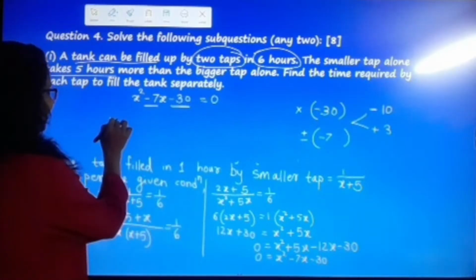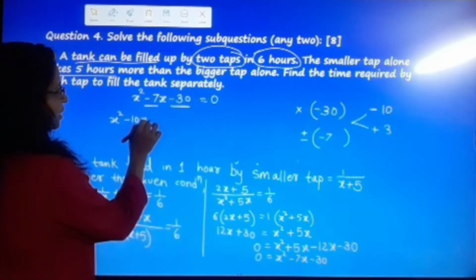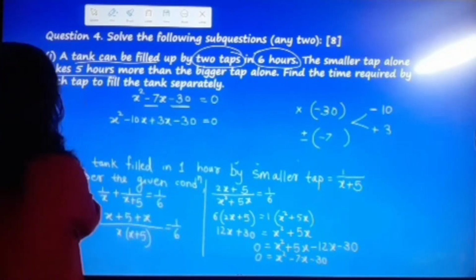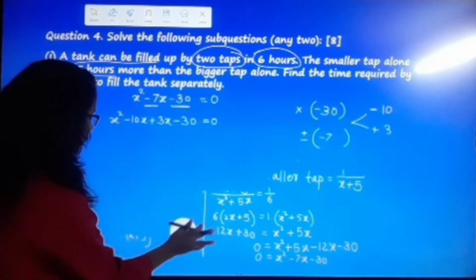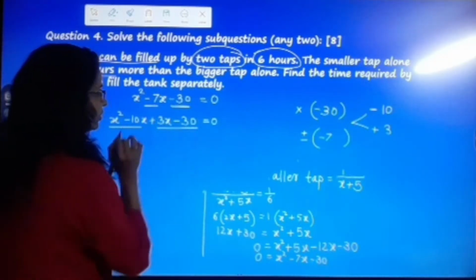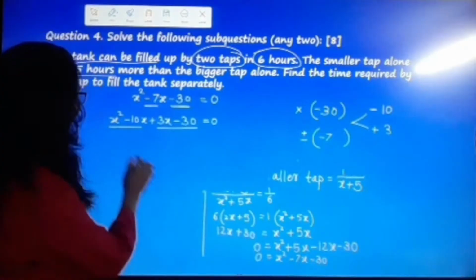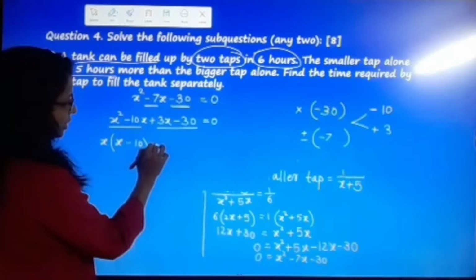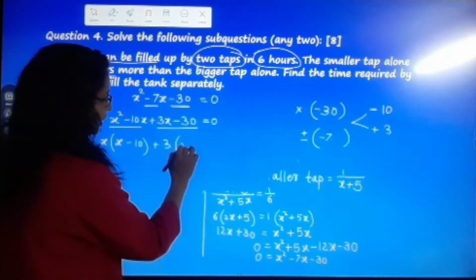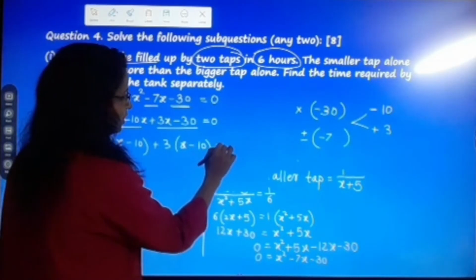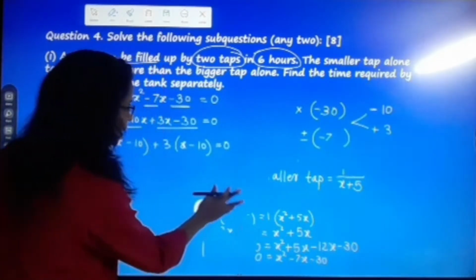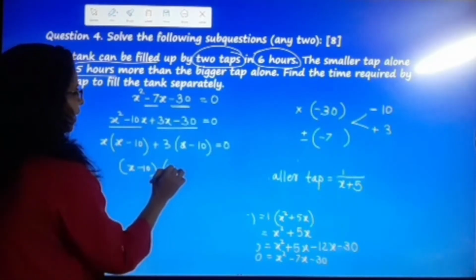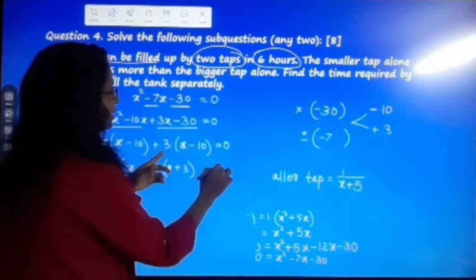Yes student, so I write here x square minus 10x plus 3x minus 30 is equal to 0. So now here students, first I take the group of these two terms and the group of the next two. Then common between the first two terms is x, so x minus 10 in the bracket, plus common between the other two terms is 3, and in the bracket x minus 10, which is equal to 0. Then x minus 10 in the first bracket and x plus 3 in the second bracket, which is equal to 0.